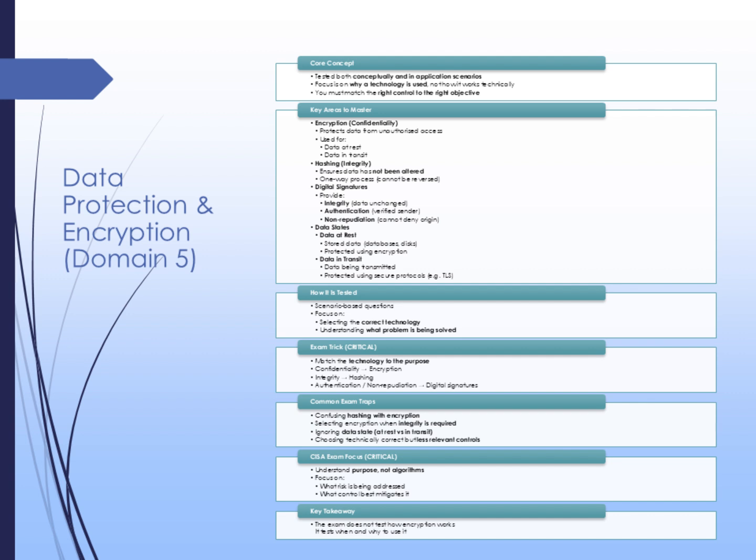Questions in this domain are highly scenario-based and usually focus on selecting the correct technology based on the security problem being described. A very common exam pattern is matching confidentiality to encryption, integrity to hashing, and authentication or non-repudiation to digital signatures. There are also several common exam traps in this area. Candidates sometimes confuse hashing with encryption, choose encryption when the scenario is actually testing integrity requirements, or ignore whether the data is at rest or in transit.